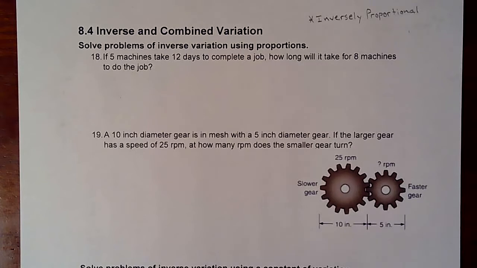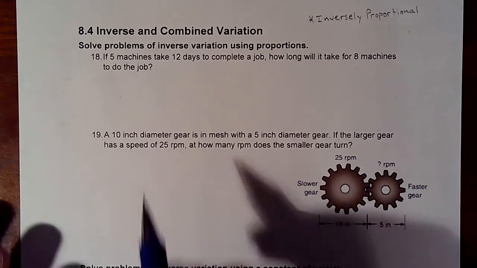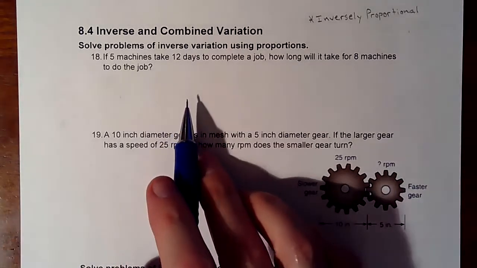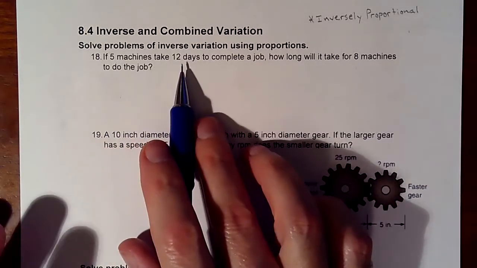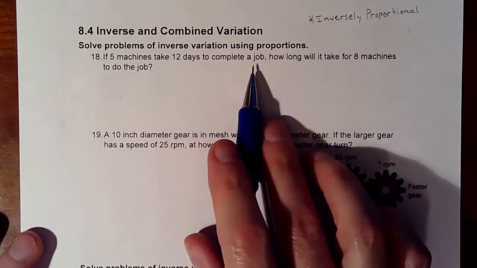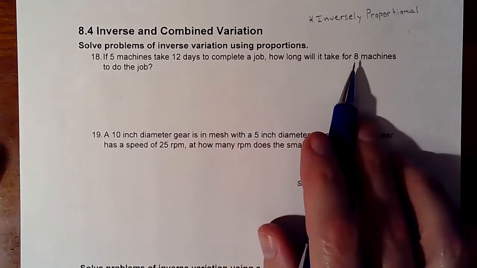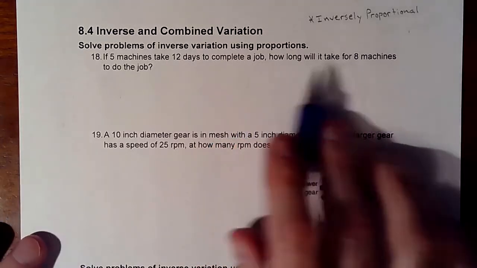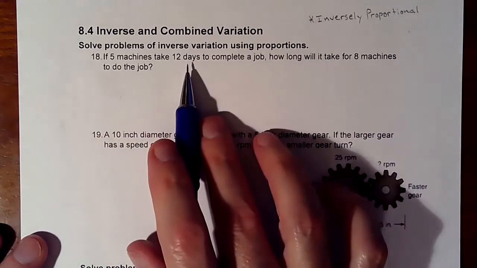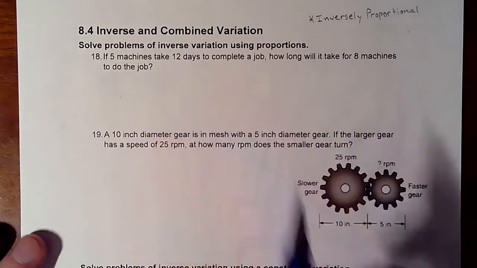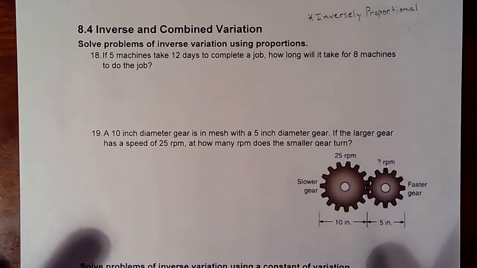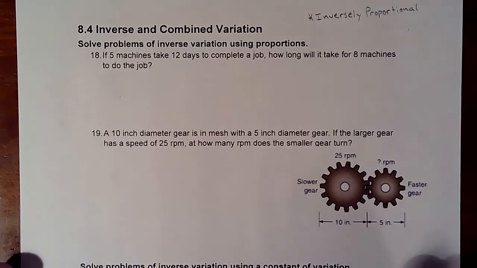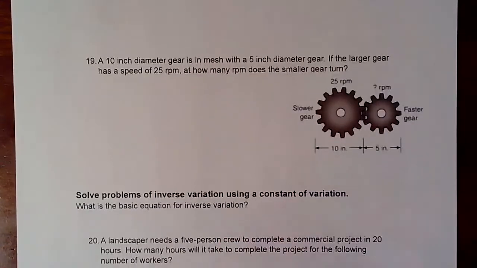So I think there's an easier approach to this, but the idea of inversely related objects means as one item goes up, it causes another item to go down, right? So for example, if you have 5 machines working and it takes 12 days to complete a job, then all of a sudden, if you have 8 machines, it should take less time. So more machines, less time. So that's inversely related. So I'm not going to take the proportion approach because it's pretty tricky and I think there's a better way.